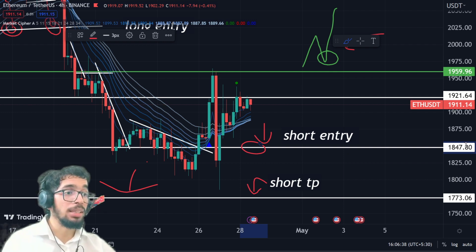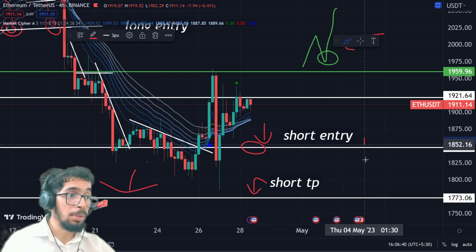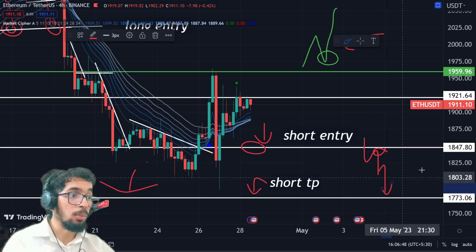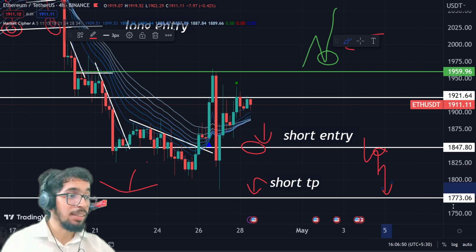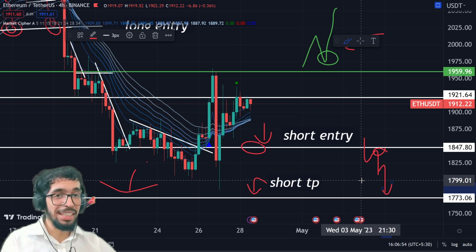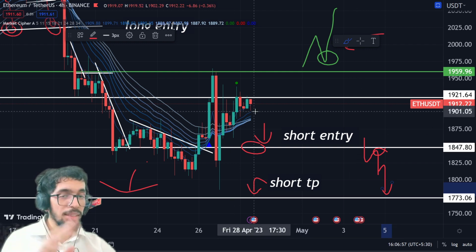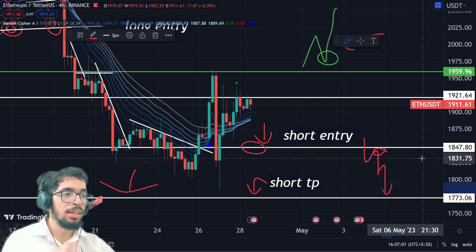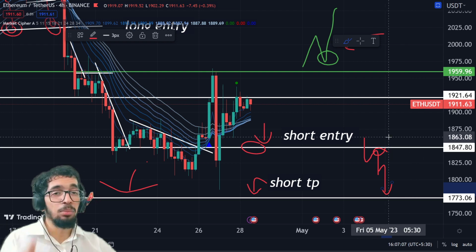If it breaks the support at $1,847 for one Ethereum, and keeps it as a resistance, then we short it right here. And we put our take profits right here at around 1,773. So that's for your Ethereum chart. And more probably if Ethereum breaks this support at around 1,847, then Bitcoin also will break that bearish support, right? And it more probably goes down.